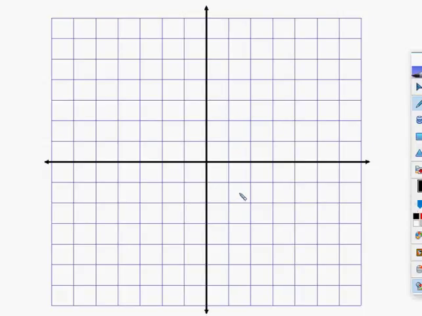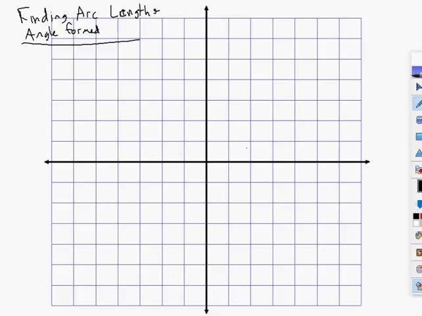Okay, so today we are going to continue talking about coterminals, but we're going to be finding arc length and the angle formed. So two things. We've talked about some of it already. So let's review.